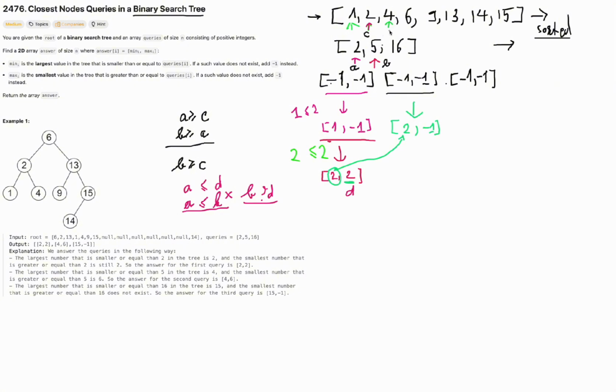Okay, so we can see that in this one it is smaller. We can see that 4 is smaller than or equal to 5, and then we update the array here with 4 and then -1, because the condition of the upper bound is not satisfied, right? Okay, and then we move here.